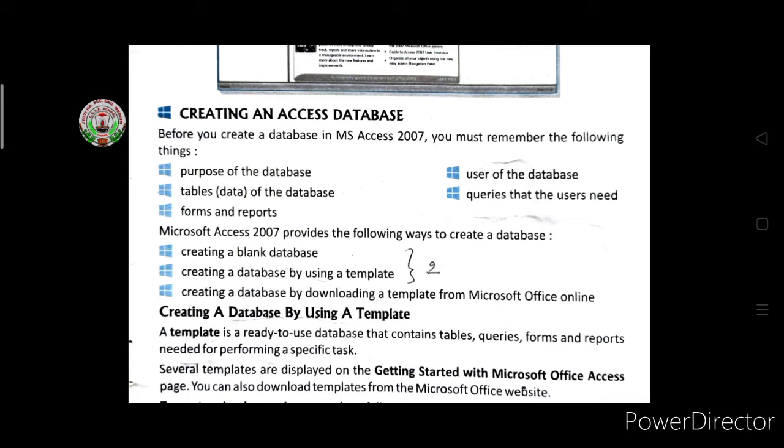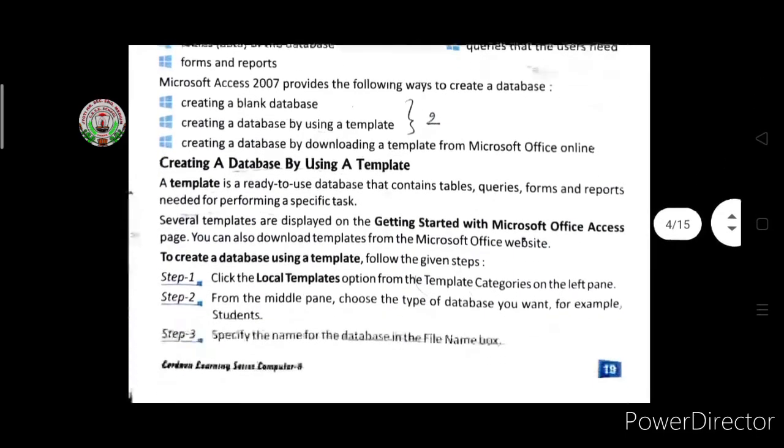Then Microsoft Access 2007 provides the following ways to create a database. First one is creating a blank database. Second one is creating a database by using a template. Third one is creating a database by downloading a template from Microsoft Office online. So here are all the three ways how to create a database.